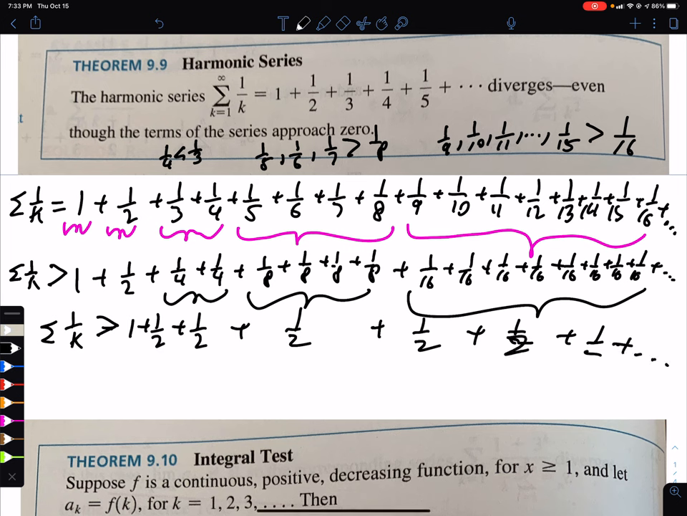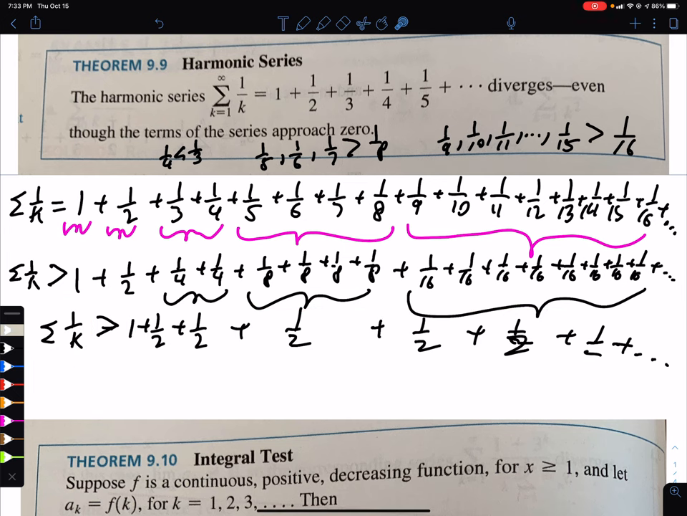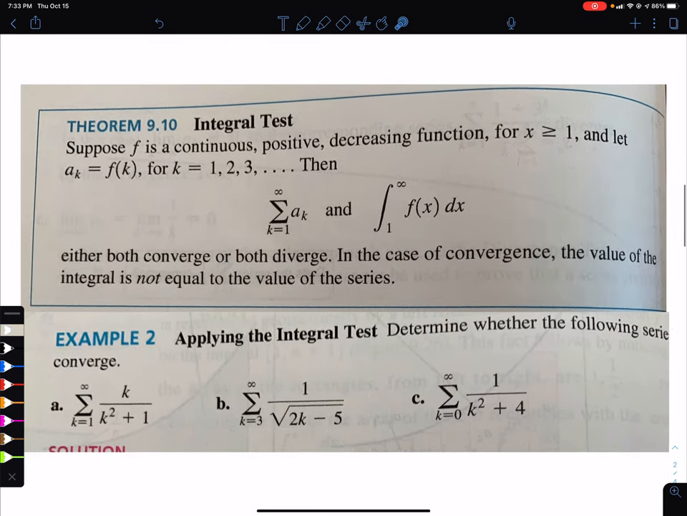That means this right side is divergent. But this is bigger than the right side, so that's divergent. So that's kind of the process of showing why the harmonic series diverges. If you like that, awesome. If not, oh well.